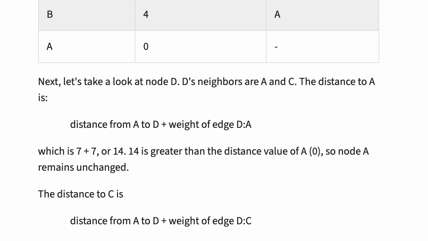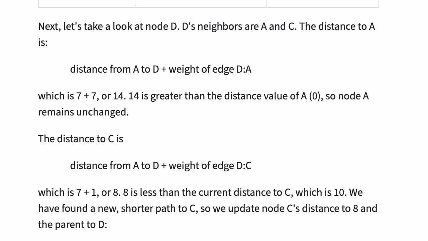The distance to A is the distance from A to D plus the weight of edge DA, which is 7 plus 7 or 14. 14 is greater than the distance value of A, which is 0, so node A remains unchanged. The distance to C is the distance from A to D plus the weight of edge DC, which is 7 plus 1 or 8.